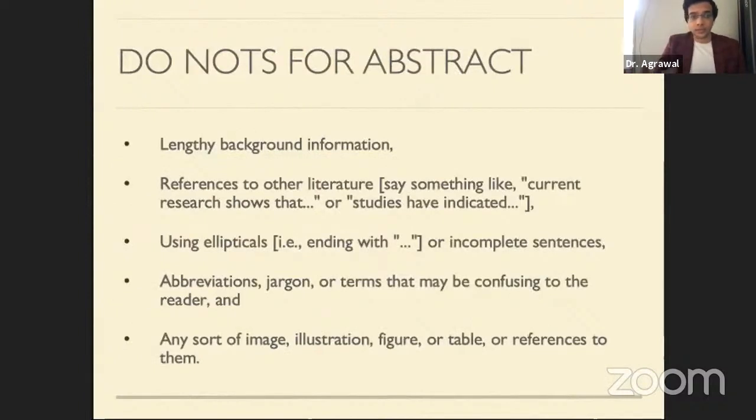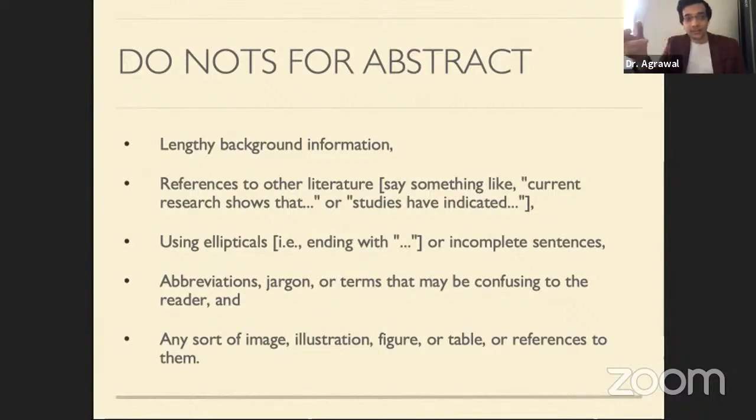Avoid any background information. There are no references in an abstract, so you don't need to cite another article that says a particular thing. Also, don't end with a dot dot dot like we do in messages today. It's just a general thing I would like to say.